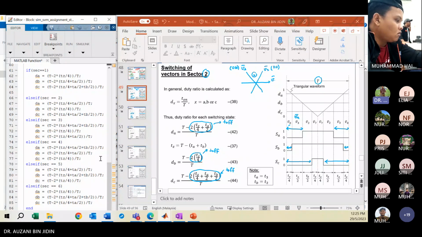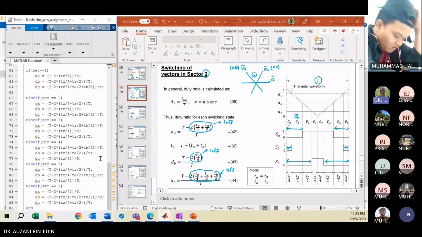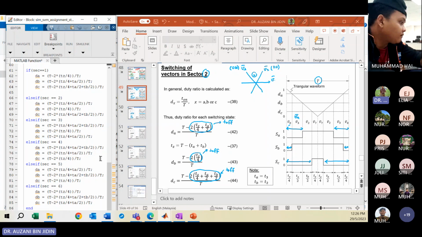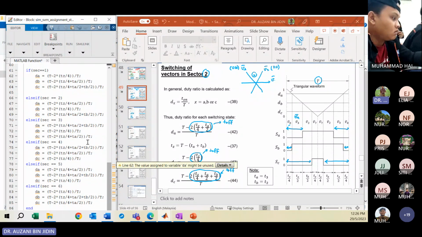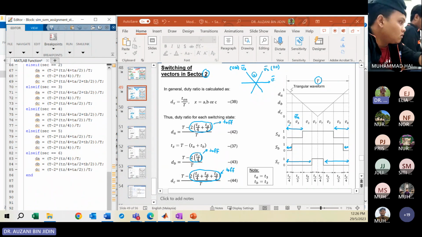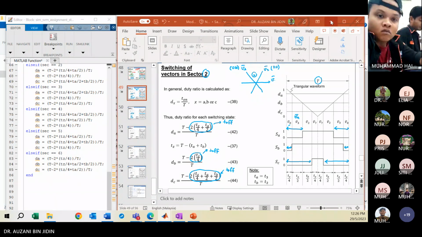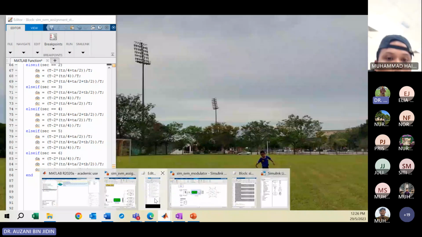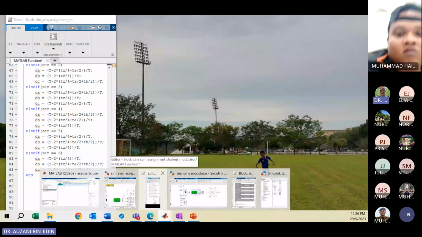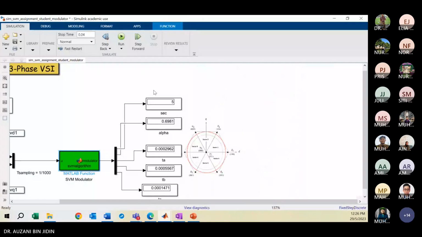Make sure you understand how to get all the equations based on the diagram. Maybe this slide I will provide you. I will share this slide for you to analyze in order to get all the equations. So you have done this part, which means we have completely modeled the modulator here.